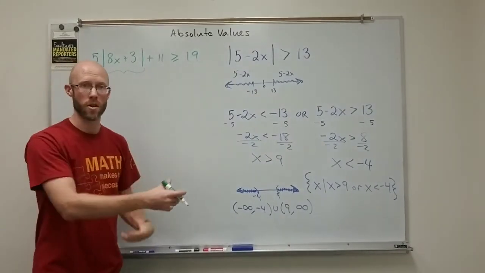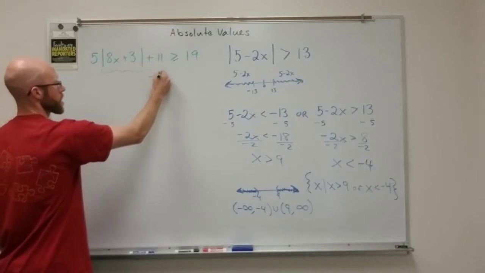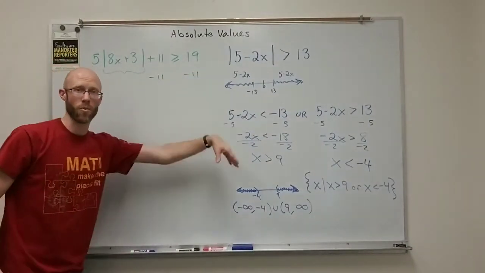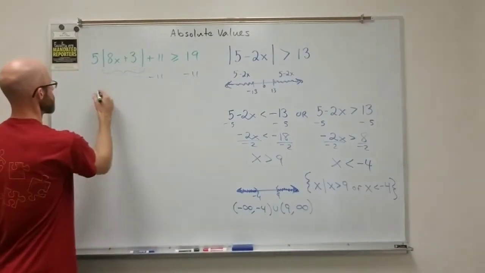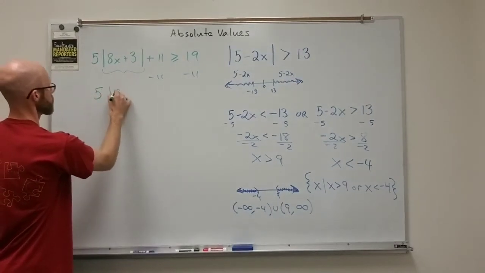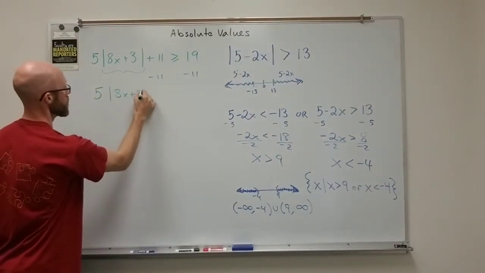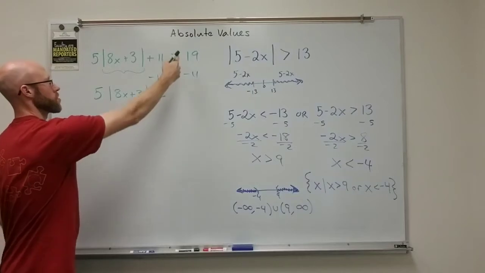Just so you can kind of see how it breaks down, we start by subtracting the 11 from both sides. I've got to get it away from the absolute value. So this becomes 5 times the absolute value of 8x plus 3, greater than or equal to, what's that, 8?